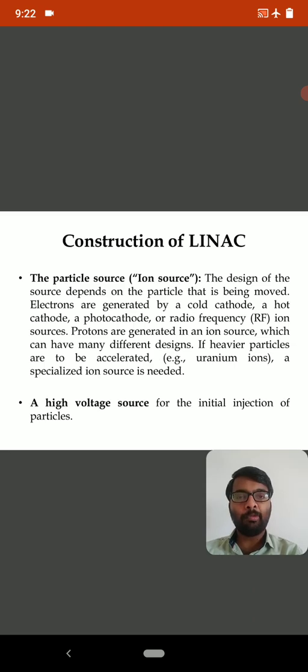Suppose we want to accelerate electrons, then such electrons are generated either by a cold cathode or by a hot cathode or by a photocathode or by radio frequency ion sources. The photocathode is what we discussed in the case of the scintillation counter. When certain radiation is incident on the photocathode of the photomultiplier tube, it ejects electrons based on the photoelectric effect. Similar to that, in the ion source, the electrons can be generated by using a cold cathode, a hot cathode, a photocathode or radio frequency ion sources. So this is for generation of electrons in the ion sources.